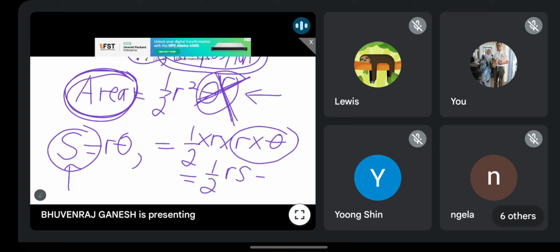Dua-dua rumus ni, this one and this one will give you the same answer. Dia akan bagi jawapan sama, not different one. Okay, it depends on what quantity you have. Apa info yang soalan beri? What information the question gives, you use that formula.